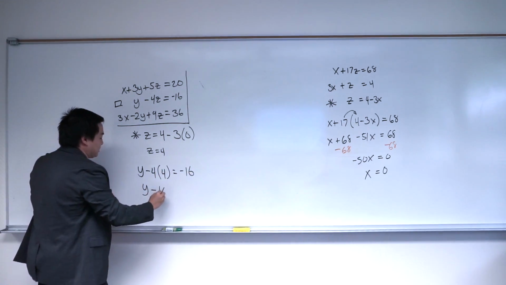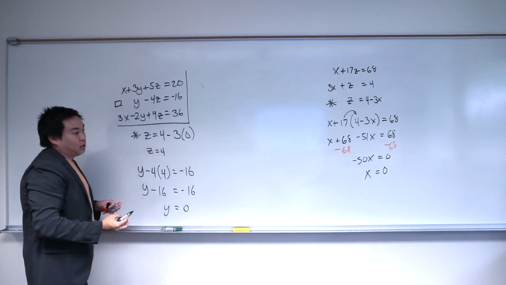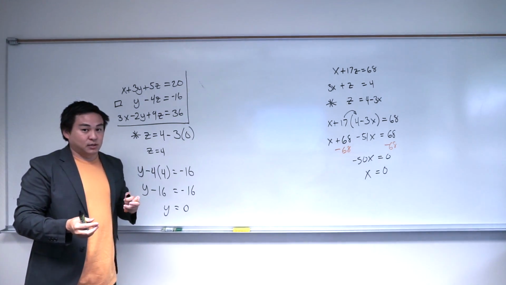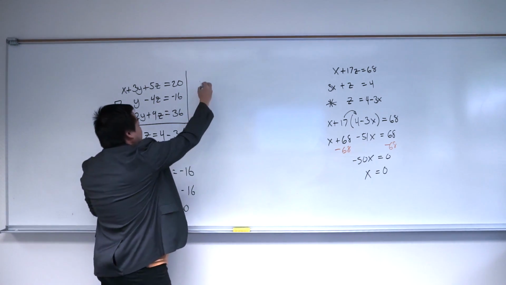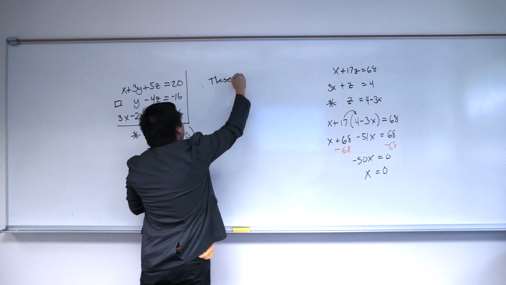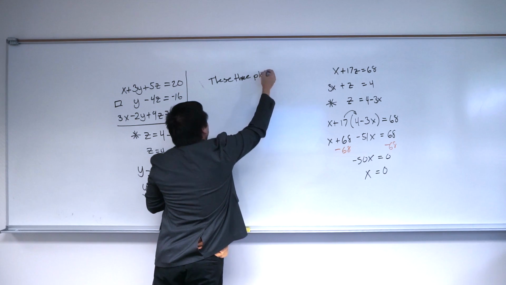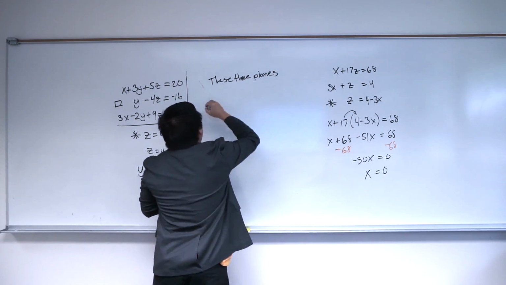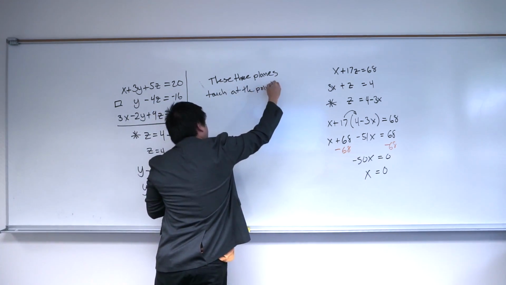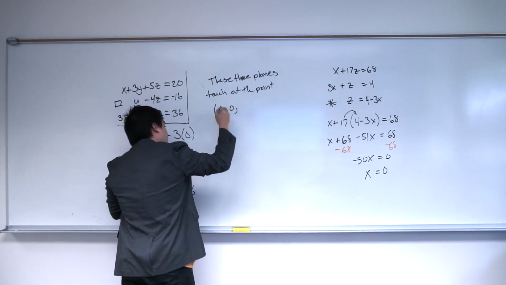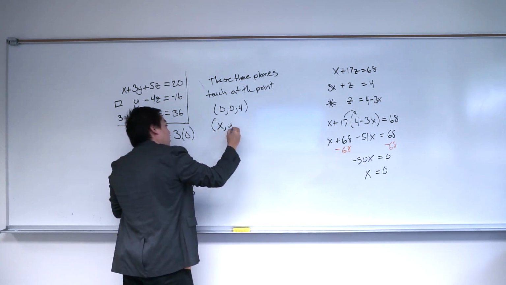So y minus 16 is negative 16, or y is equal to 0. So just like in your 2 by 2 system, we always want to write out how they interact with each other or where they touch. So these 3 planes touch at the point 0, 0, 4. And this is written as x comma y comma z.